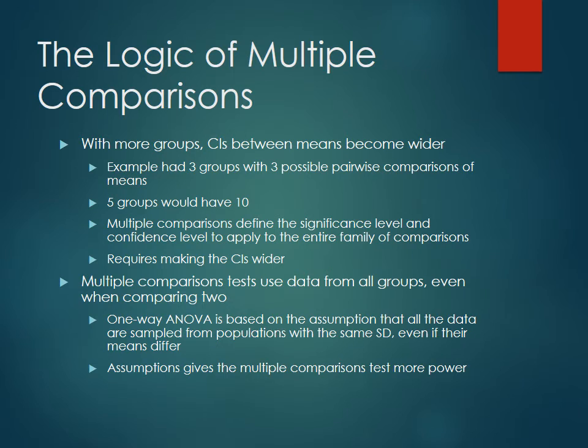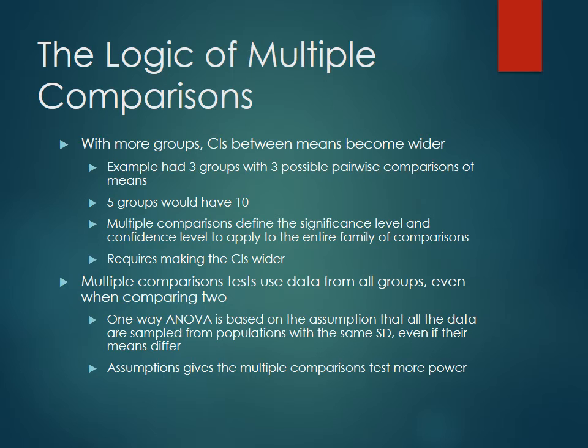So with more groups, you're going to see that the confidence interval between means becomes wider. As an example, if I had 3 groups, there would be 3 possible pairwise comparisons of means, versus 5 groups, where you would have 10 possible comparisons of means, right? So as you increase the number of groups, you're going to have more comparisons you can make between them. And that requires making the confidence intervals wider in order to make sure you're not going to have a type 1 error by accident.